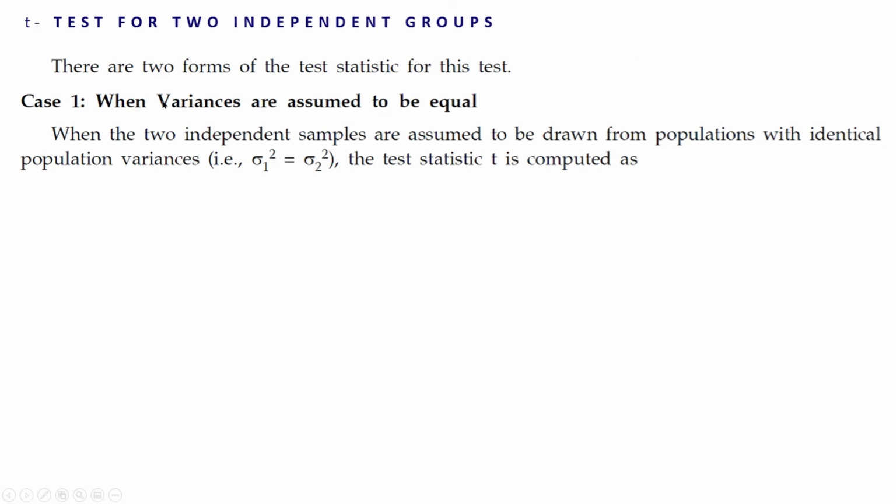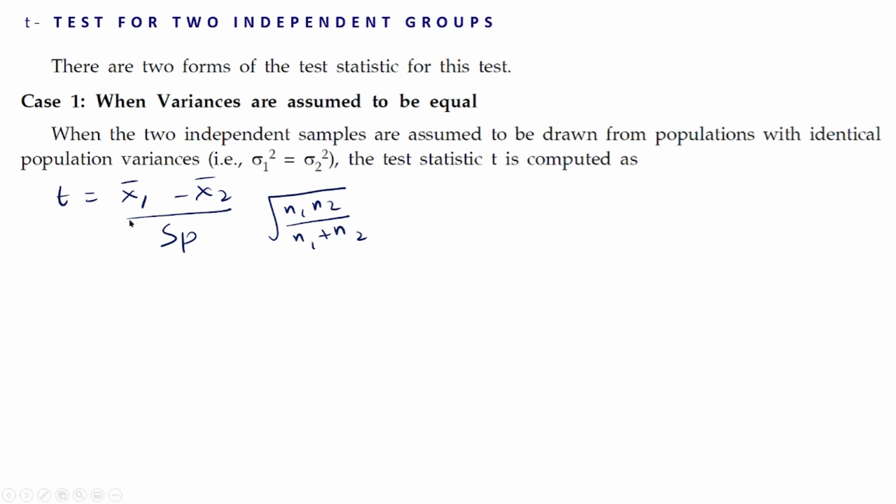Under this two sample t-test, we have two forms of test statistic. Case one is when the variances are assumed to be equal. When we have two independent samples drawn from populations with identical population variance, that is, the variance of the two groups is equal, then the t-test is given by t equal to x1 bar minus x2 bar upon Sp into root of n1 n2 upon n1 plus n2.